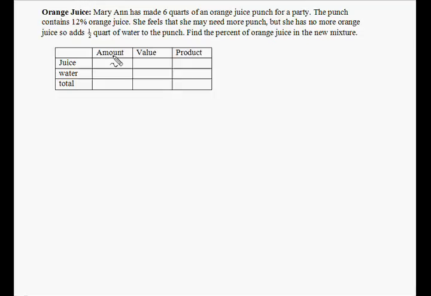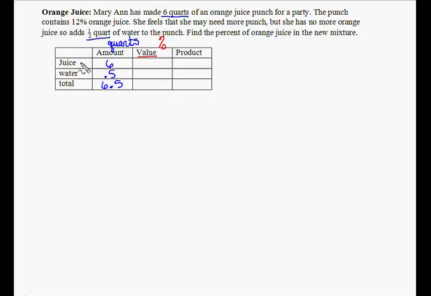For mixture problems, we always need to find the amount first. For this problem, we have quarts and more quarts. So to fill in this first column, we're going to look at the quarts. The original fruit punch is 6 quarts, and the amount of water that she adds is half a quart. I'm going to write that as a decimal. So the total amount of quarts, the punch that she now has to put out for everyone to drink, is 6.5 quarts.